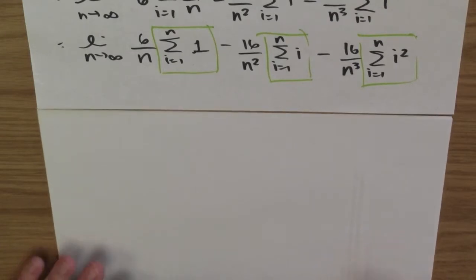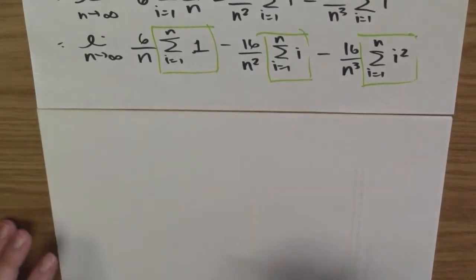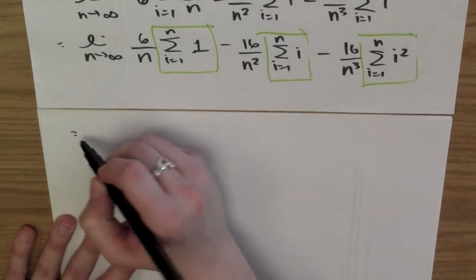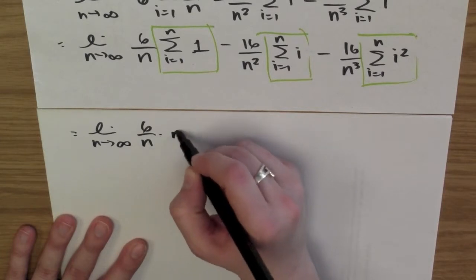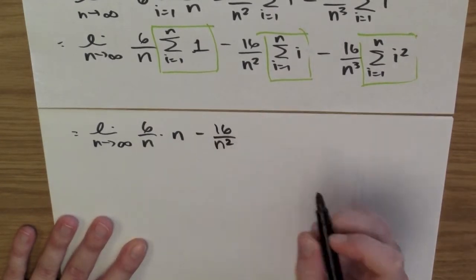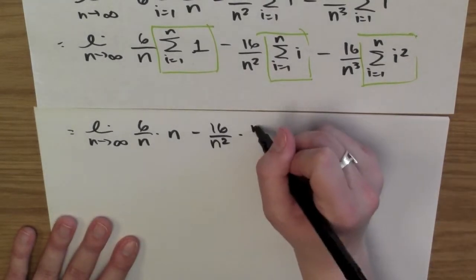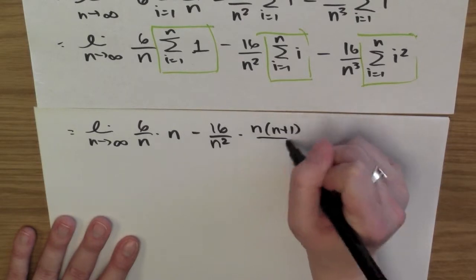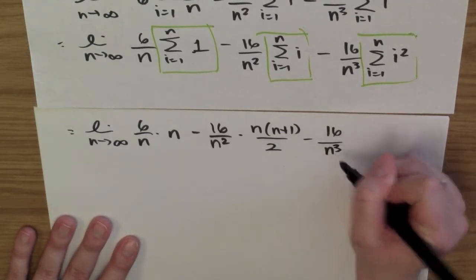So now I know that the sum from i equals 1 to n of just 1, well, that's 1 plus 1 plus 1, n times, so that's just n. So I get the limit as n approaches infinity of 6 over n times n, which is this sum. I have minus 16 over n squared, my constant. Well, the sum from i equals 1 to n of i, we said, was n times n plus 1 over 2. And I have then 16 over n cubed is my constant term.